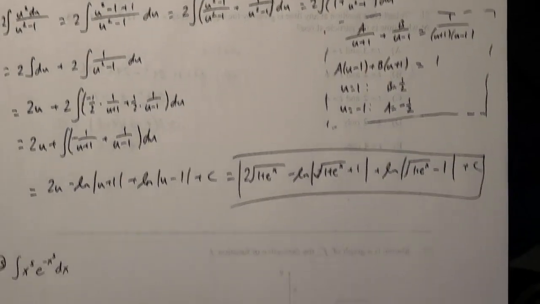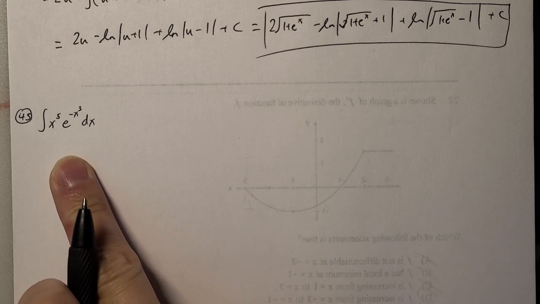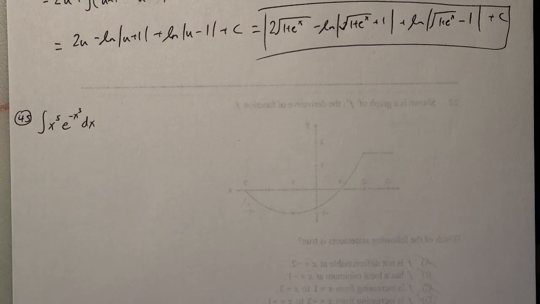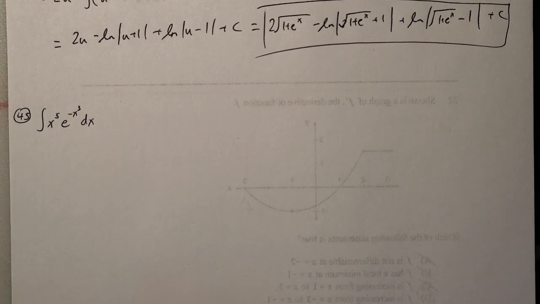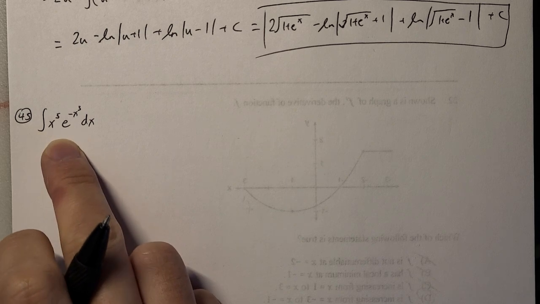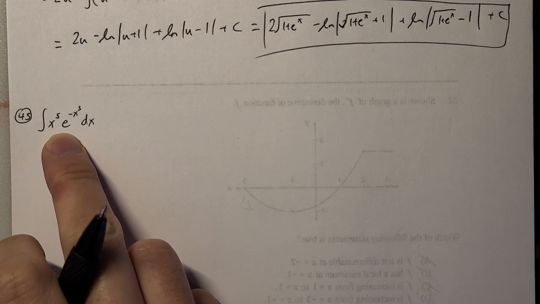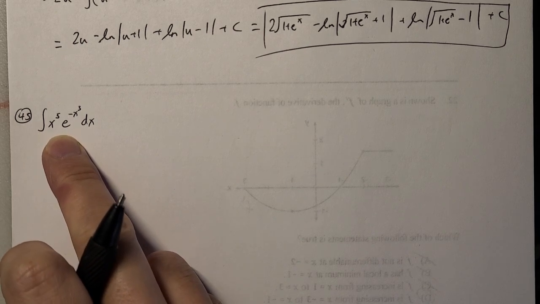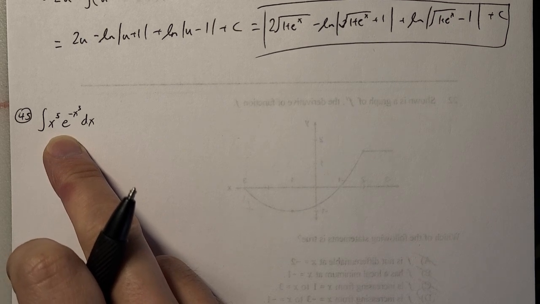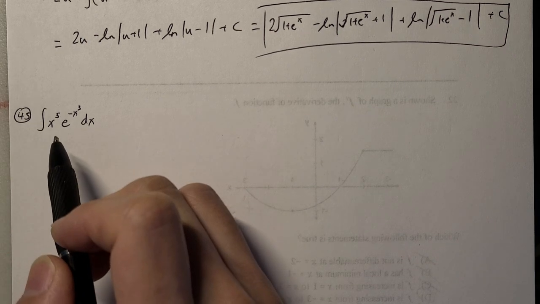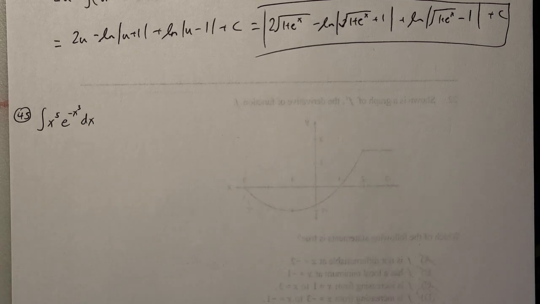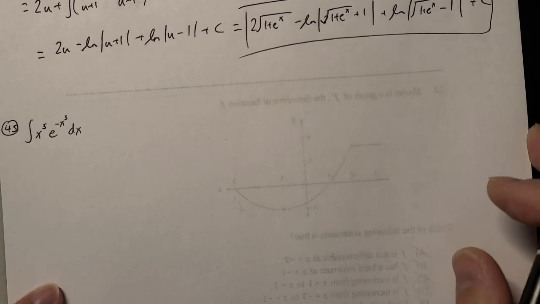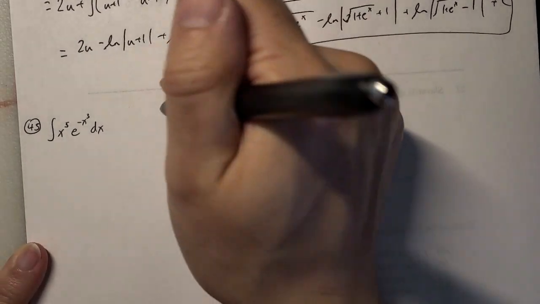Okay, let's move on. Integral x to the fifth e to the minus x cubed dx. Okay, so here, how do we go about this? I see a product of two things. If it was just x to the fifth e to the x dx, then that's integration by parts. So maybe we have to use integration by parts somehow, but then I don't want to integrate e to the minus x cubed. That's going to be a headache. So let me try to substitute that out.